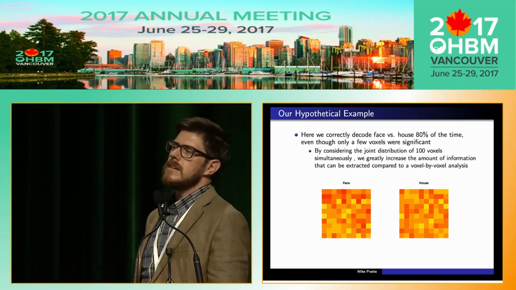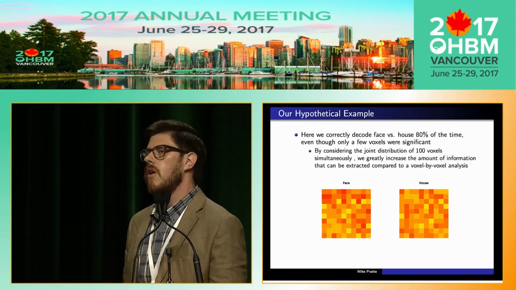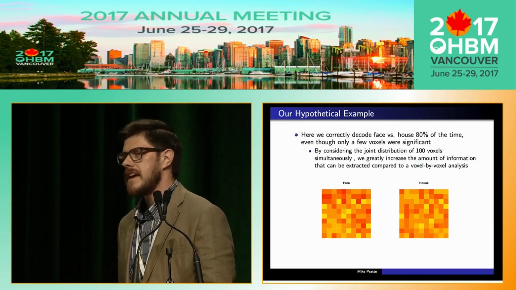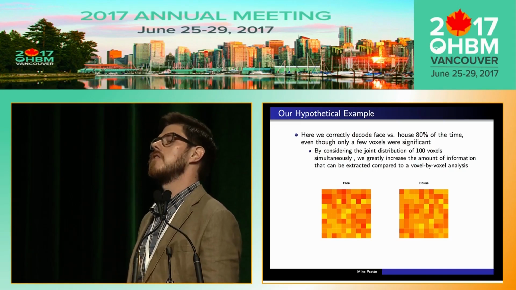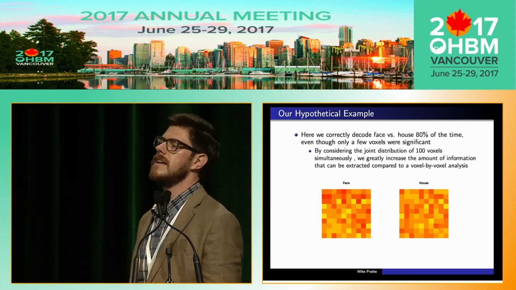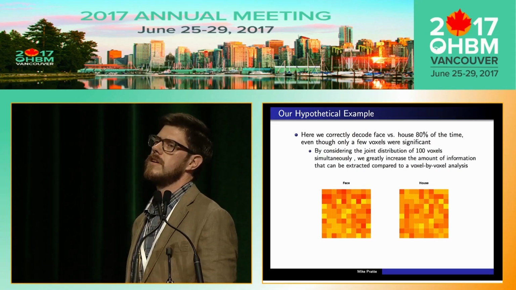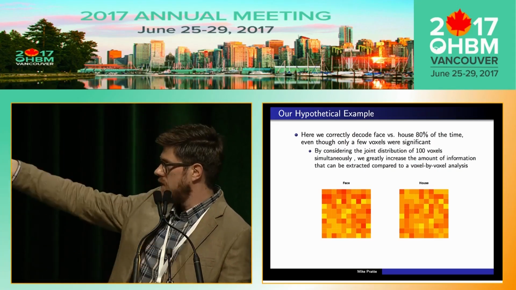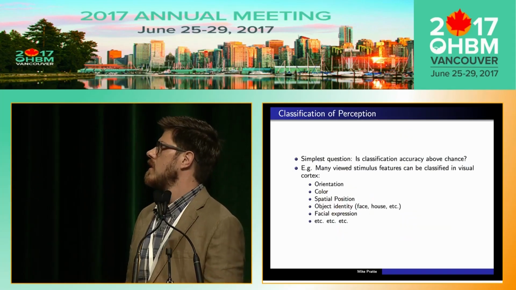The way it's doing this is by leveraging all 100 voxels at the same time. It's a multivariate or a joint analysis. And the model looks at all 100 pieces of data, which is a ton of information, and can make a pretty accurate prediction. That's a face, that's a house.